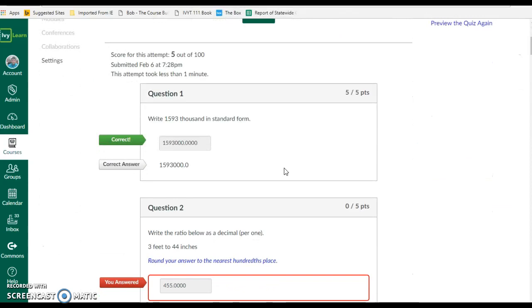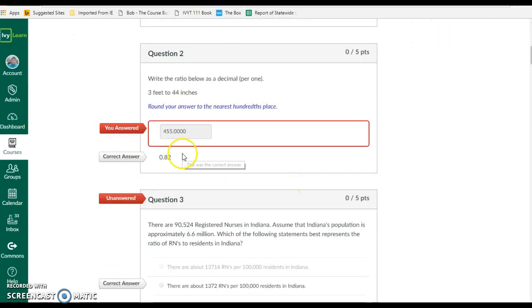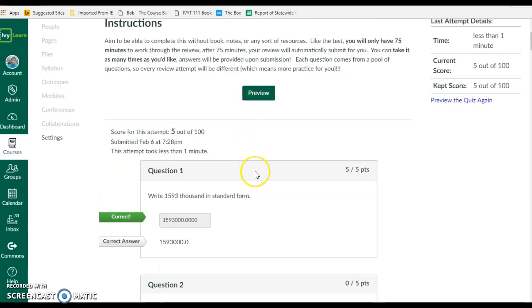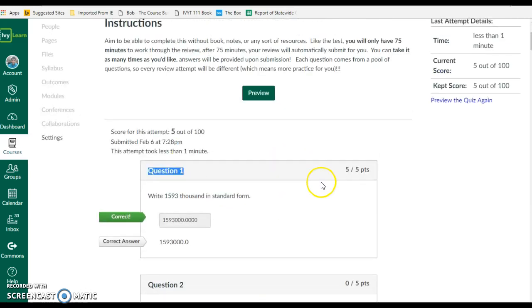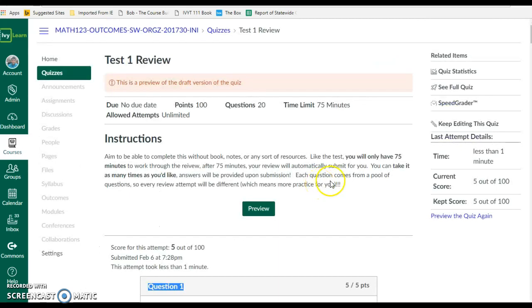But when you first see it, look, I got that one right. It's correct, and it shows me the correct answer. This one is incorrect. It shows me what I answered, and it shows me what the correct answer is. This is the only time you will see the correct answers. If you go in and try to take it again, there are going to be different questions, because this question 1 comes from a pool of questions. So it's going to be the same type of question, but it's going to be different problems. But again, you can take this as many times as you want. So please feel free to try it as many times as you want.